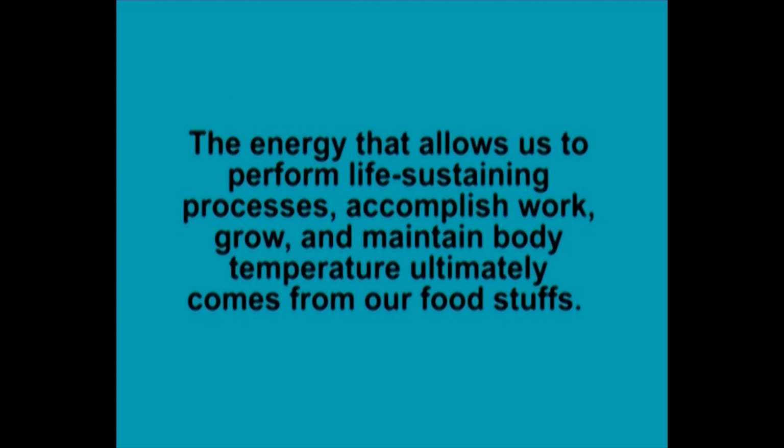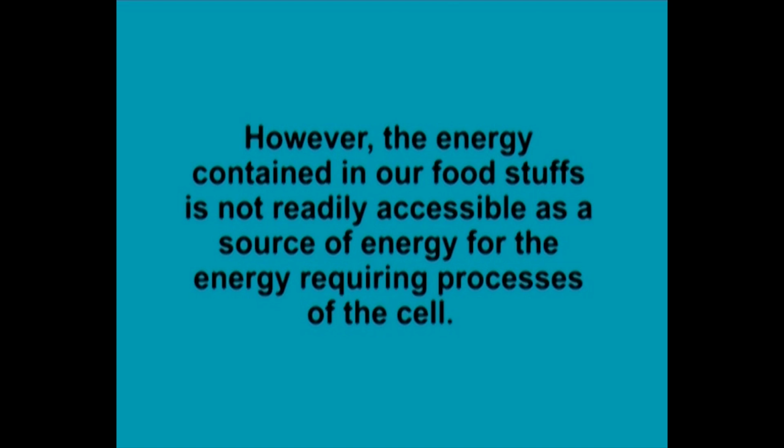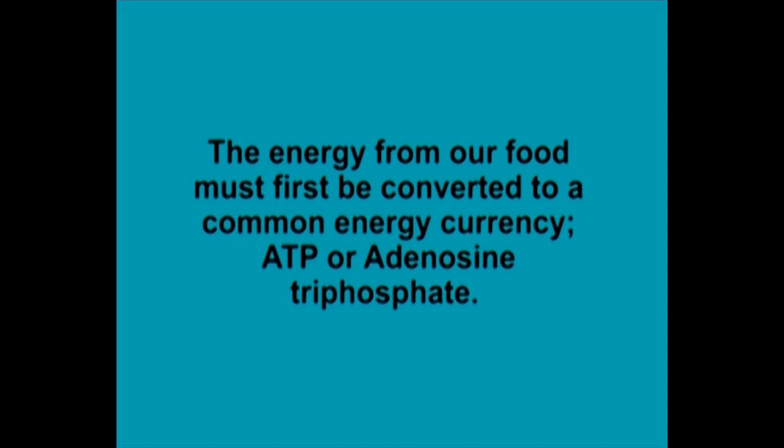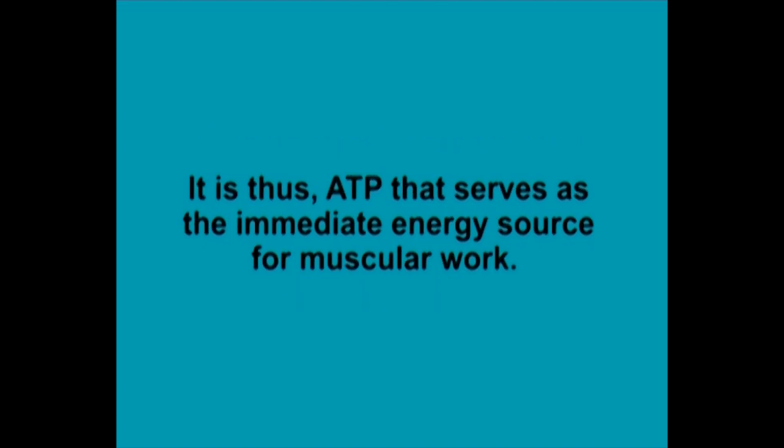The energy that allows us to perform life-sustaining processes, accomplish work, grow, and maintain body temperature ultimately comes from our foodstuffs. However, the energy contained in our foodstuffs is not readily accessible as a source of energy for the energy-requiring processes of the cell. The energy from our food must first be converted to a common energy currency, ATP, or adenosine triphosphate. It is thus ATP that serves as the immediate energy source for muscular work.